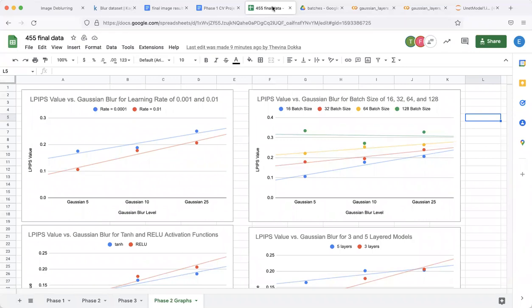For our hyperparameter results, we found that the best parameters were larger learning rate, smaller batch sizes, tanh activation functions, and models with 3 layers. At the same time, we wanted to know whether our results from phase 1 were maybe just due to SRCNN being a poor algorithm for deblurring images.